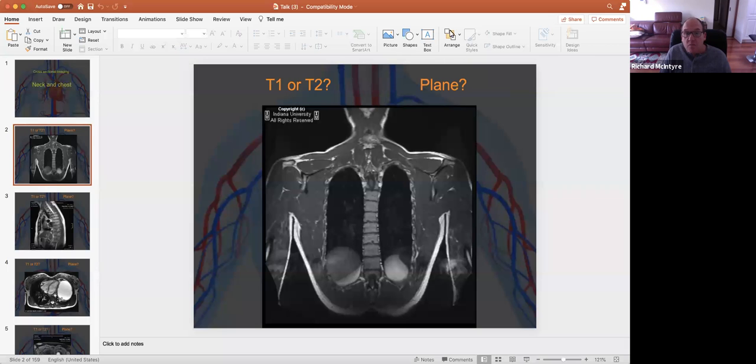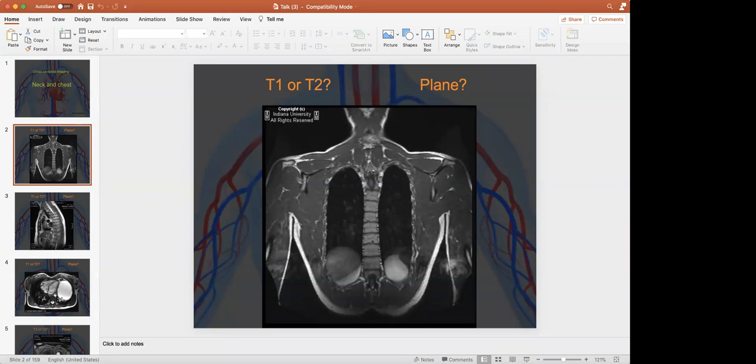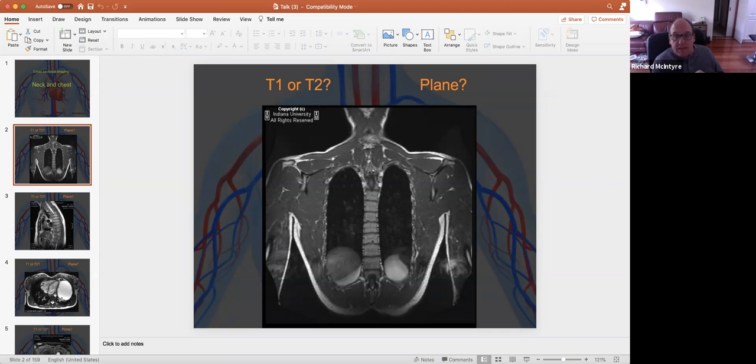Great, thank you. Okay, can anyone tell me coronal, sagittal, or axial? Coronal. Great, well done. And what about T1 or T2? Not so easy. Anyone want to have a guess? Oh, this is going to be a long lecture.